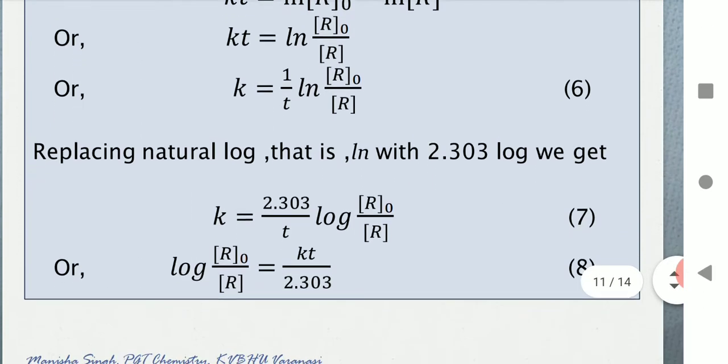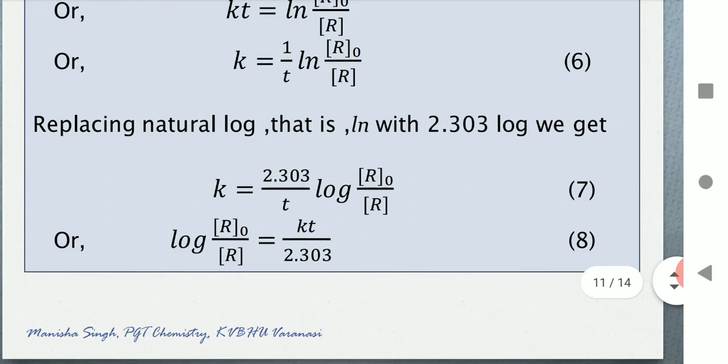Now what we can do further to simplify this equation is replace natural log, that is ln, with log, and in order to do so we will have to write 2.303 log in place of ln. So when we write that, the equation changes into equation 7, which is k is equal to 2.303 upon t log R naught by R. Now this is the most useful equation and the final equation in terms of rate constant for a first order reaction, and this is the integrated rate equation form of the first order reaction.